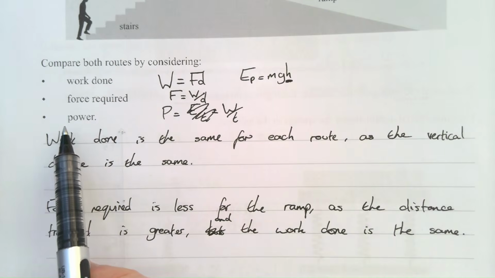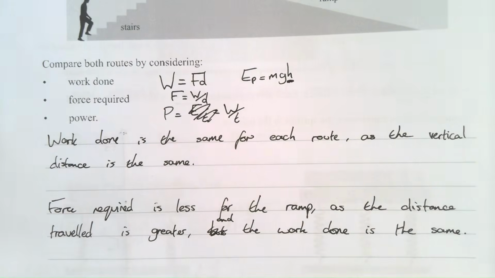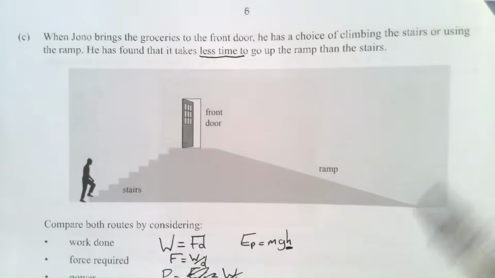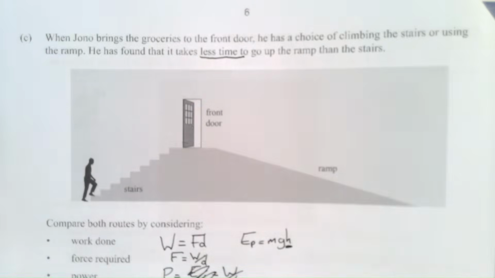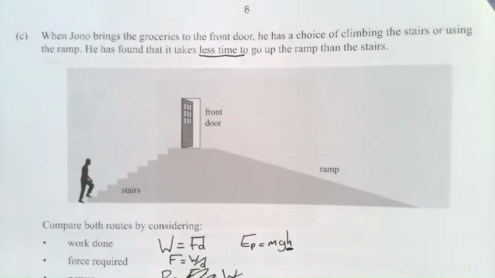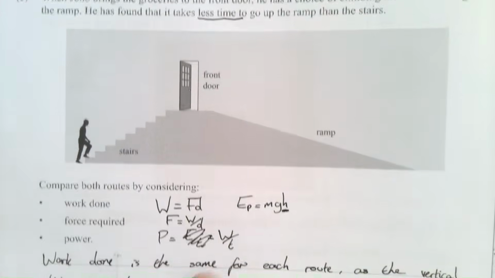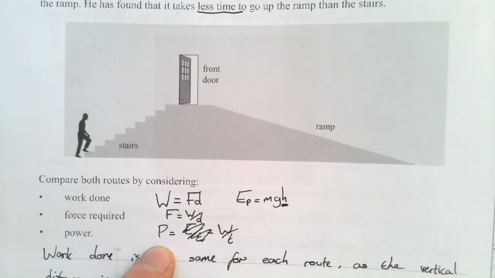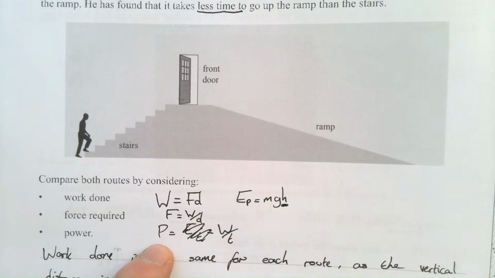So the final point we have to discuss is power. Now, power is equal to work done over time. There's no mention of time in the diagram, but at the very start of the question, we were told that he has found that it takes less time to go up the ramp than the stairs. Therefore, for the ramp, this value of t is smaller. Therefore, our value of P is bigger because the denominator gets smaller, the size of this whole fraction gets bigger, therefore P gets bigger.